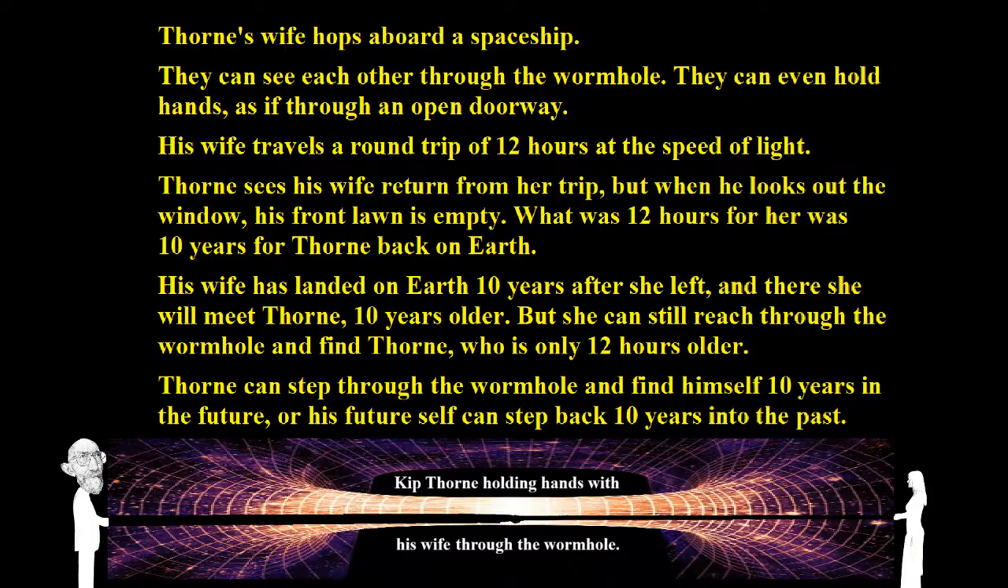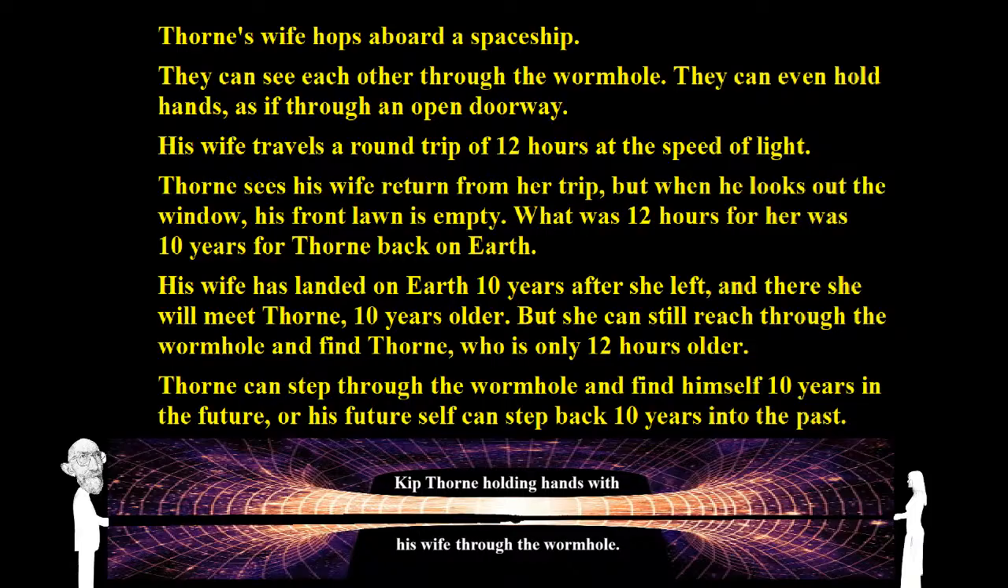Anyway, they can even hold hands as if through an open doorway. His wife travels a round trip, 12 hours at the speed of light. Okay, so she goes and comes back, say, 12 hours later, right? Thorne sees his wife return from her trip, but when he looks out the window, his front lawn is empty. Why? What was 12 hours for her was 10 years for Thorne back on Earth. His wife has landed on Earth 10 years after she left. There she will meet Thorne 10 years older, but she can still reach through the wormhole and find Thorne, who is only 12 hours older.